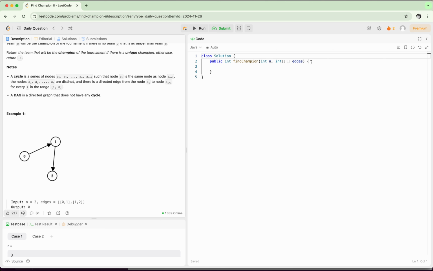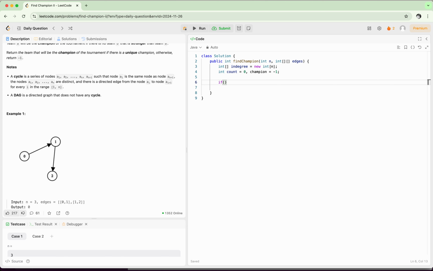What you need to do here is, first of all, declare an array called n degree, new int of n. So this is the n degree. And then we need to declare one count variable and then one champion. So this champion is going to store the champion team. Initially we will put the value -1.